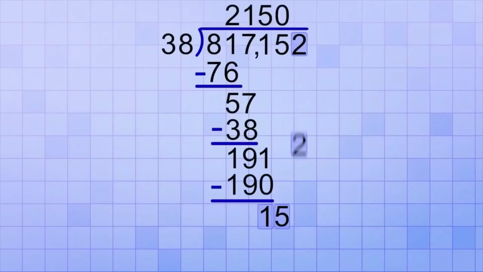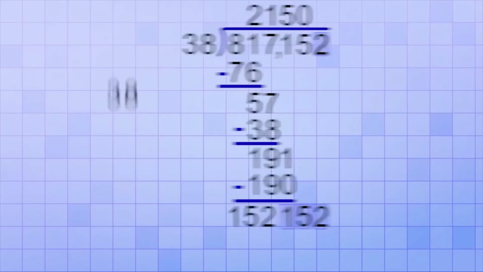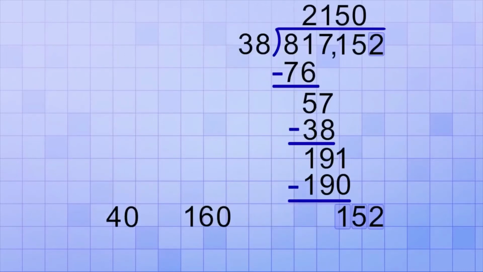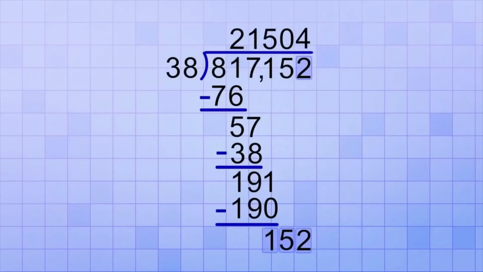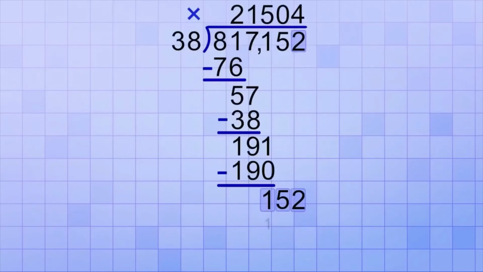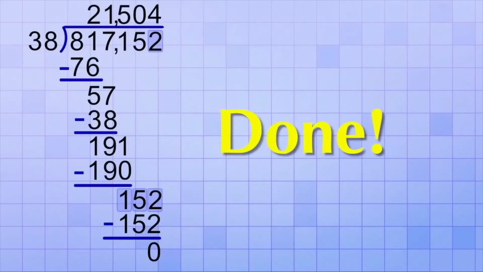We bring down a copy of the 2 and combine it with our remainder of 15. Now we ask, how many 38s will it take to make 152? To estimate this one, I'm going to round those numbers to 40 and 160. And since 4 times 40 equals 160, I'll put 4 in the answer line as my estimate. 4 times 38 equals 152. And 152 minus 152 leaves no remainder, and we're done.